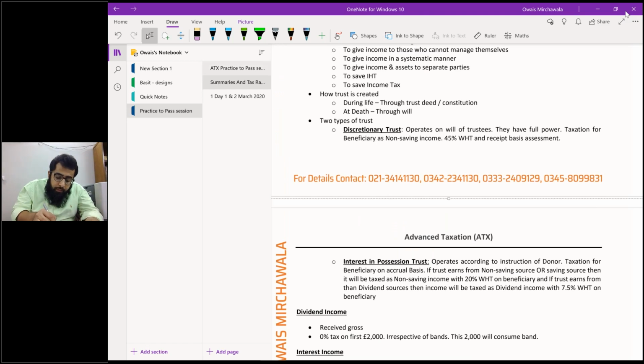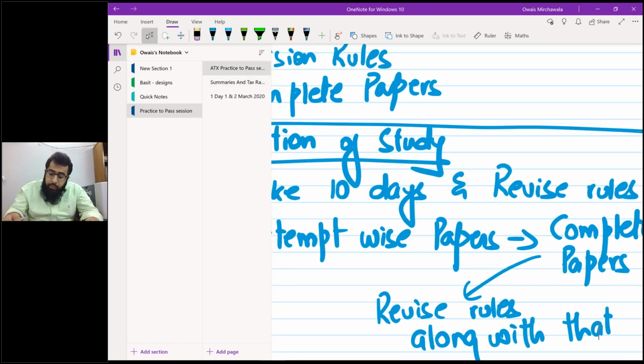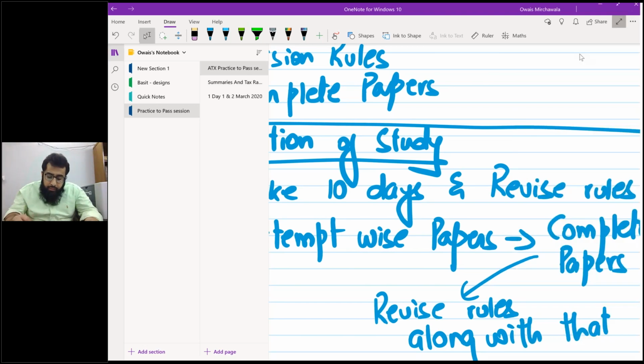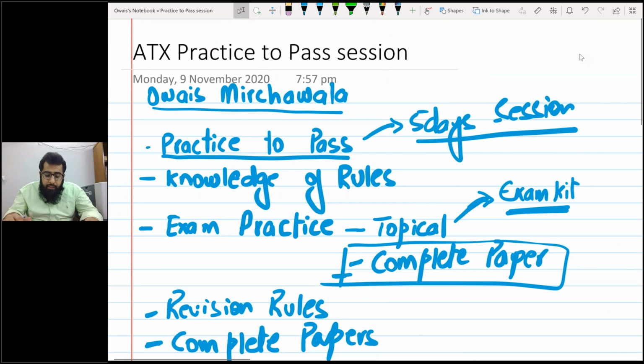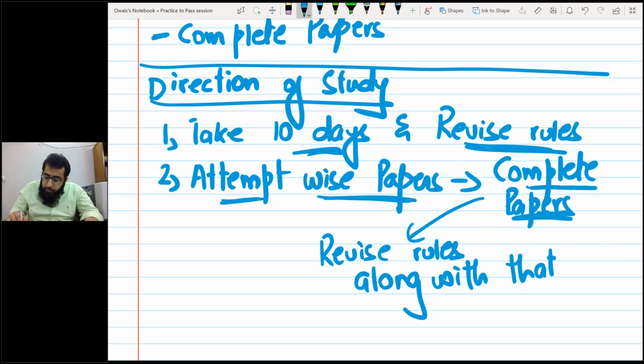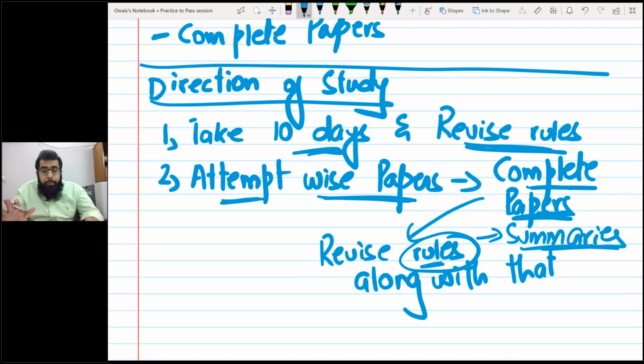What you have to do is take 10 days and revise all the rules. Then you have to do attempt-wise papers, complete papers, revise rules along with that, use summaries, and in my opinion, you will be good to go.